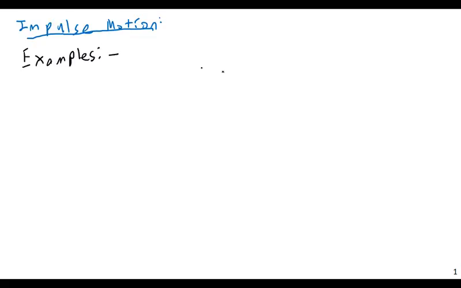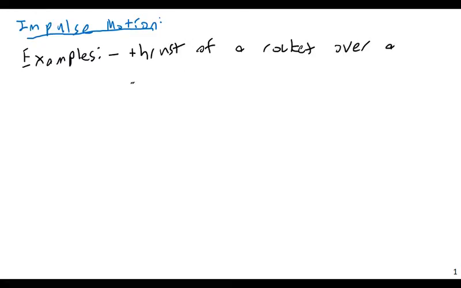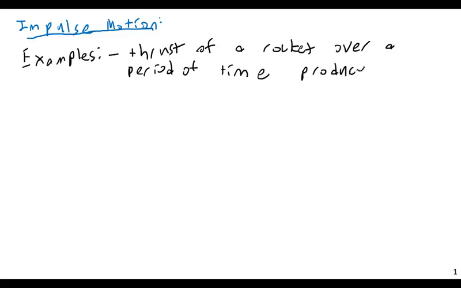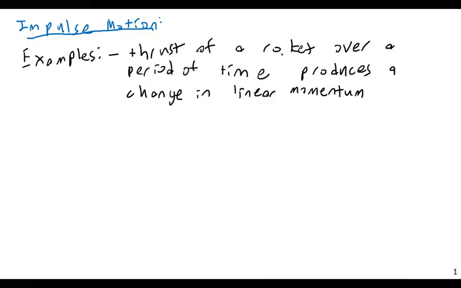A kind of example might be something like the thrust of a rocket. The thrust of a rocket over a period of time produces a change in linear momentum. So that would be one example. Again, we can get a feel for this where you have a force over a time, which is what produces a change in linear momentum.